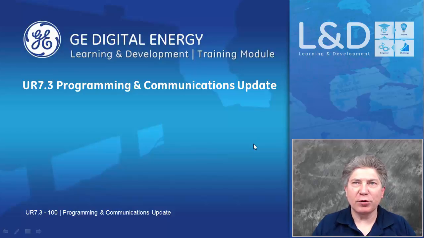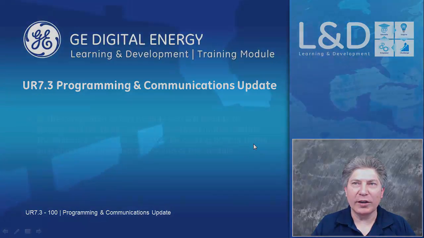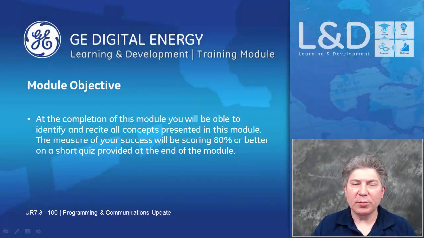This presentation will provide an overview of the Universal Relay version 7.3 firmware. The phones will be muted until the end, where we will open the phones for a question and answer session. This presentation has been set up as a training module.